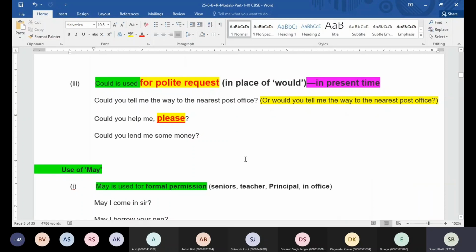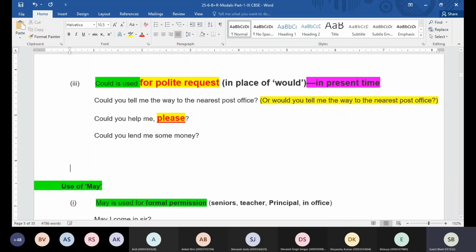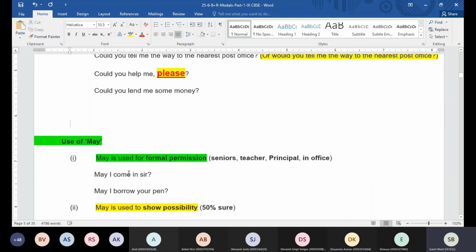But when we are being very polite. Okay, next word is going to be may, guys. May is going to be for formal permission. Formal permission. Okay, which word do we use for informal permission? Informal request. Okay. Can is there.